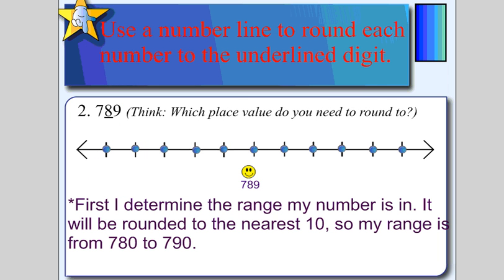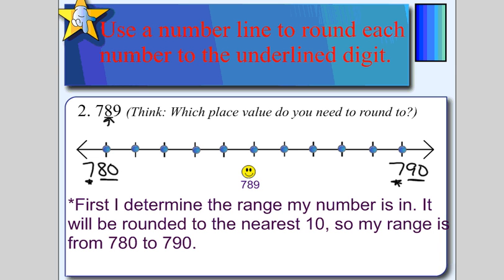Let's try another one. I know I need to round to the nearest 10. That's what's underlined. First, I determine the range my number will be in. It's either going to be rounded down to 780 or up to 790 because those are my two tens. 700 is going to stay the same. That's why I put a star there. But the two tens to choose from will be either 80 or 90.